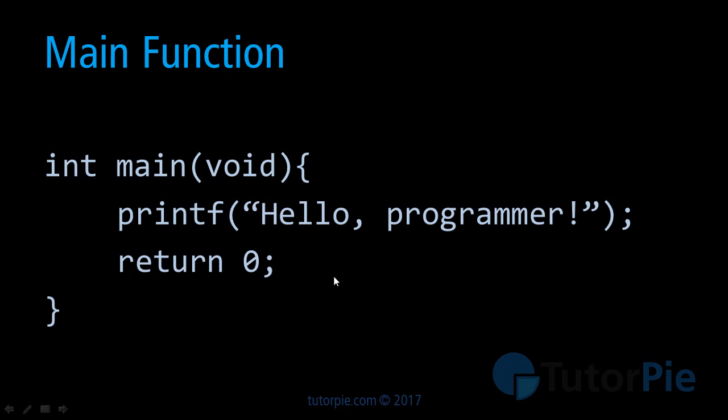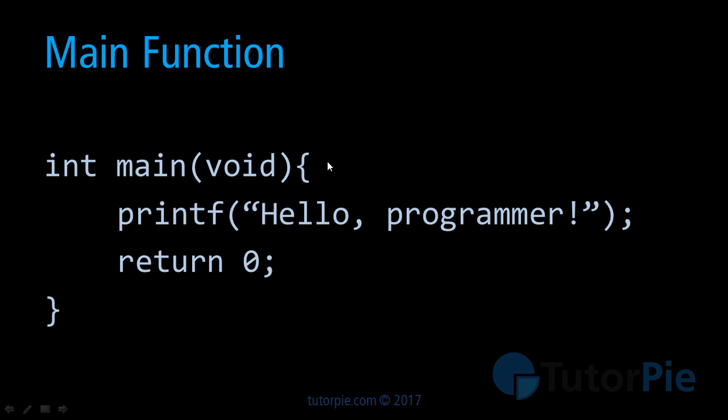Now we'll try to understand what the main function is in a C program. Every C program must have a main function. That is a very important statement, the reason being that the program will always start execution from the beginning of this function. So that is very important when we talk about the main function of a C program.